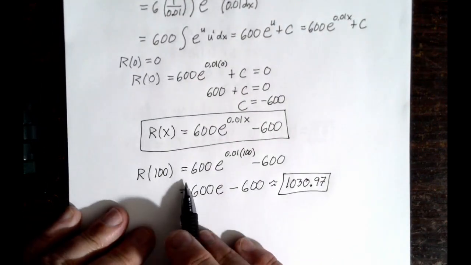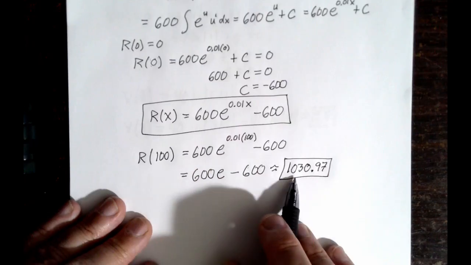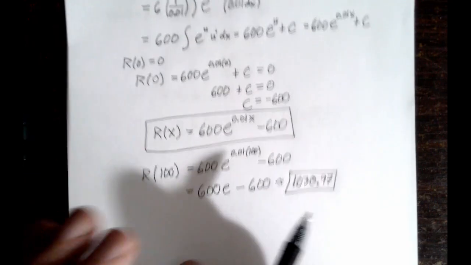So now when they ask you to check out when you sell 100 products, you know the answer you're going to get, which is $1,030.97.